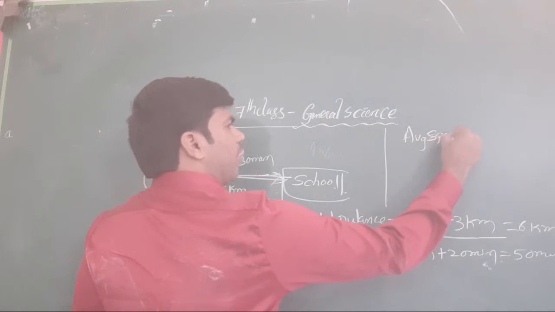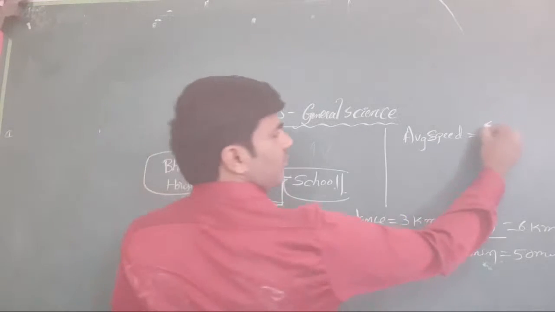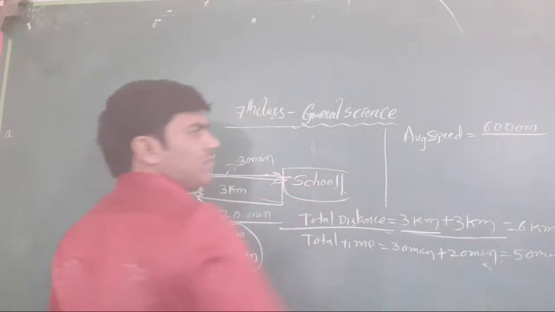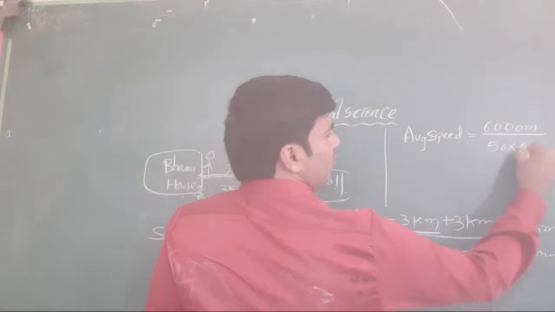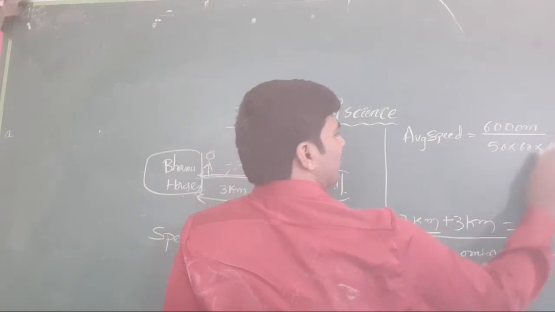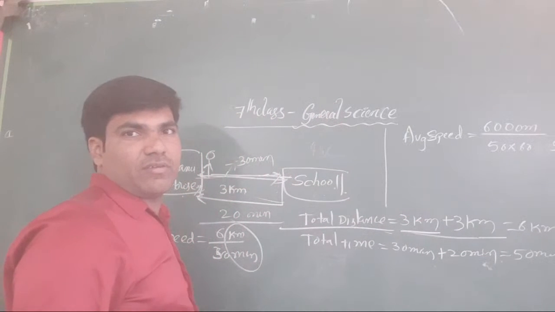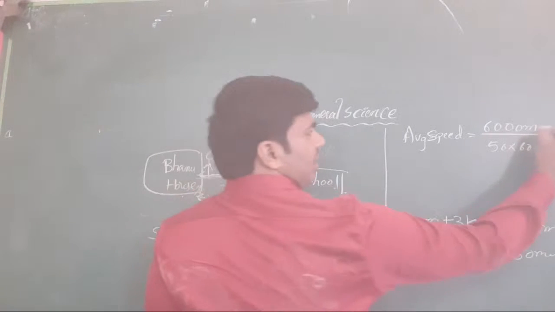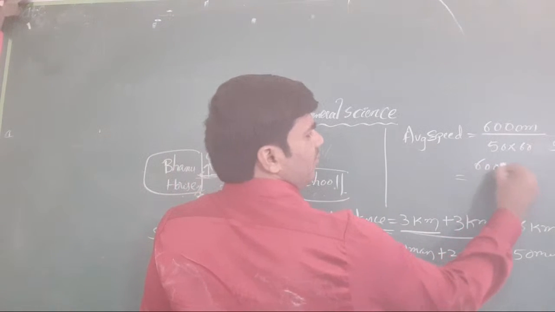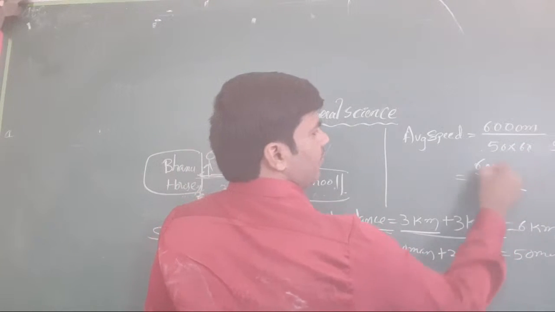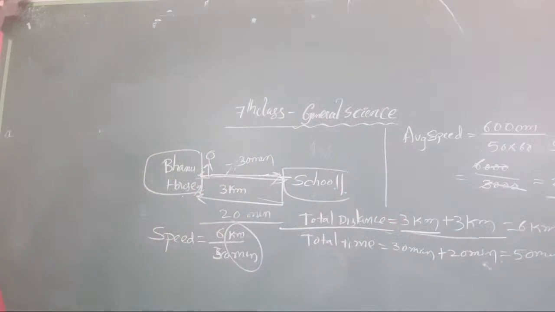total distance by total time. There it is about 6,000 meters by 50 minutes. What does that mean? 50 into 60 seconds. Minutes only, right? 50 into 60 converts it into seconds. And the meter per second will be given first. Okay, how much is it? Tell me. Here it is 6,000 by 3,000. The answer is 2 meter per second. The answer is how much? 2 meter per second.